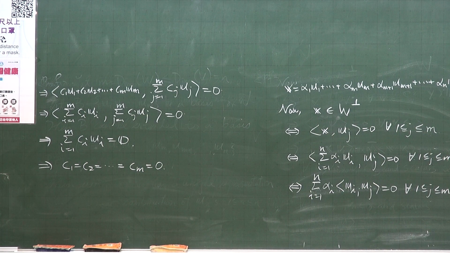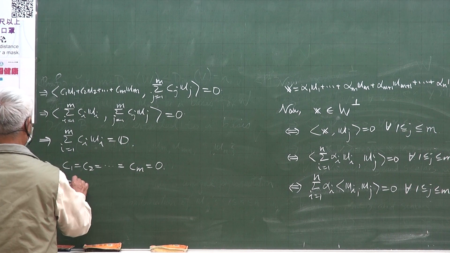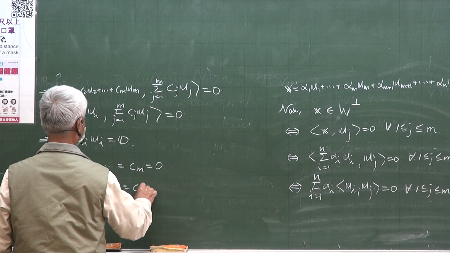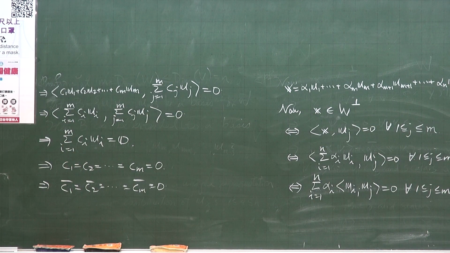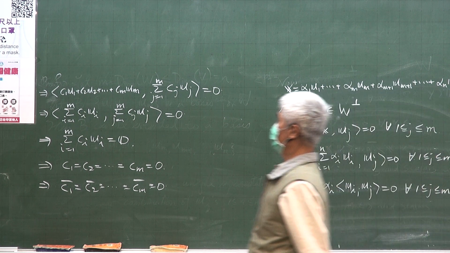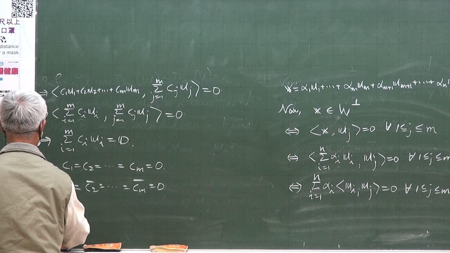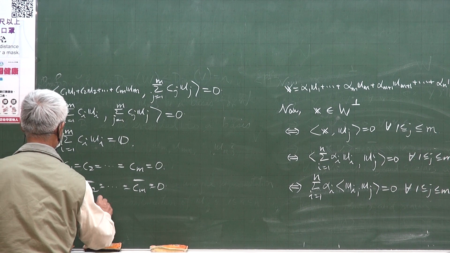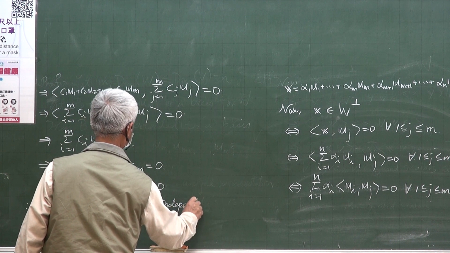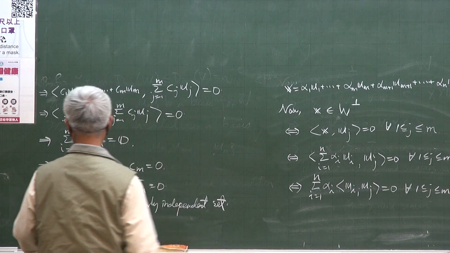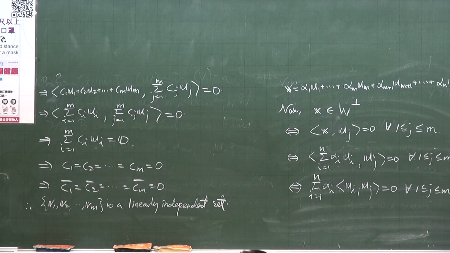Okay? So let's see, they are all equal to 0. So that implies that C1 bar equals C2 bar equals Cm bar is 0. So we start with a linear relation on the set of m rows of A. We find that the coefficients must be 0, so that R1, R2, up to Rm is a linearly independent set. So the m rows are linearly independent.